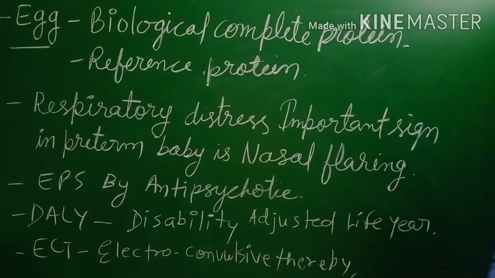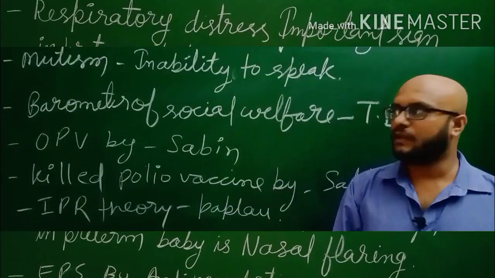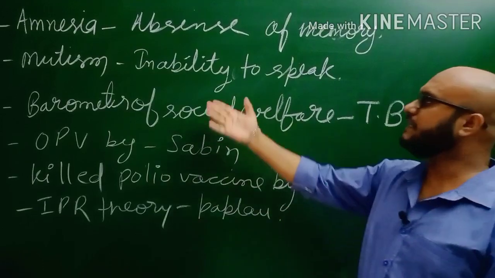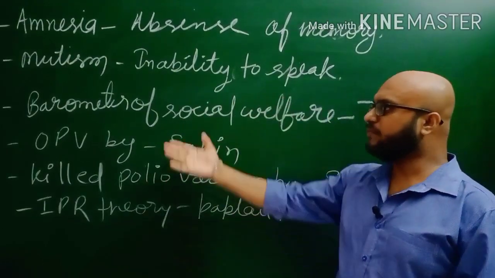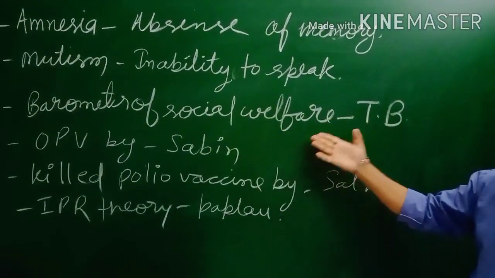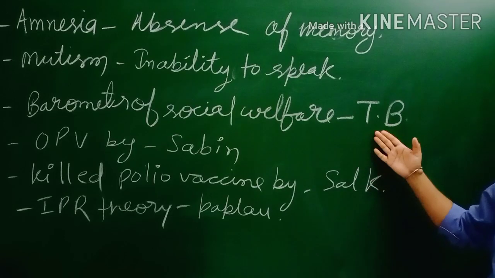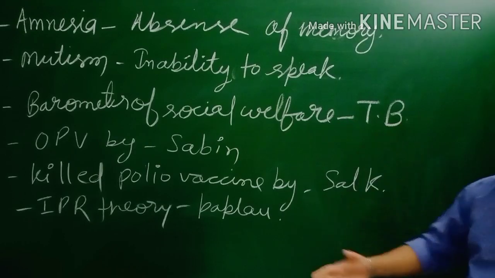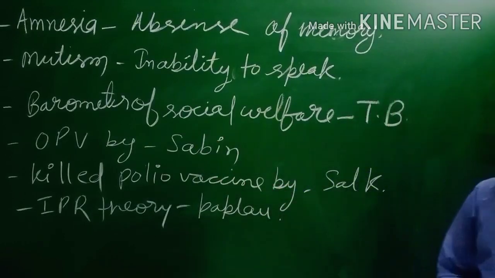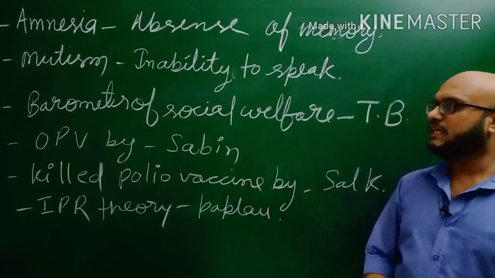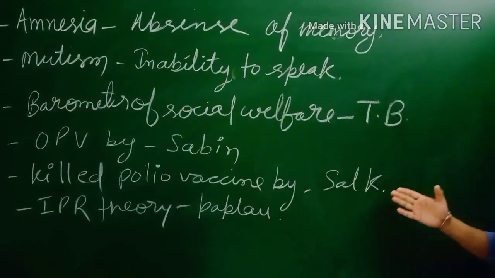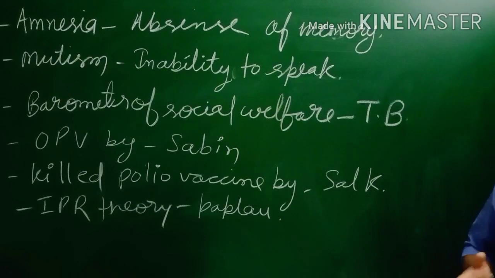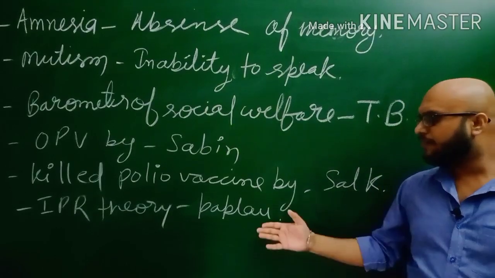ECT's full form is Electroconvulsive Therapy. Amnesia means absence of memory. Mutism means inability to speak. Barometer of social welfare is TB. Important point: barometer of social welfare is known as TB. OPV, oral polio vaccine, was discovered by Sabin. Killed polio vaccine was discovered by Salk. IPR theory, theory of interpersonal relationship, is given by Peplau.